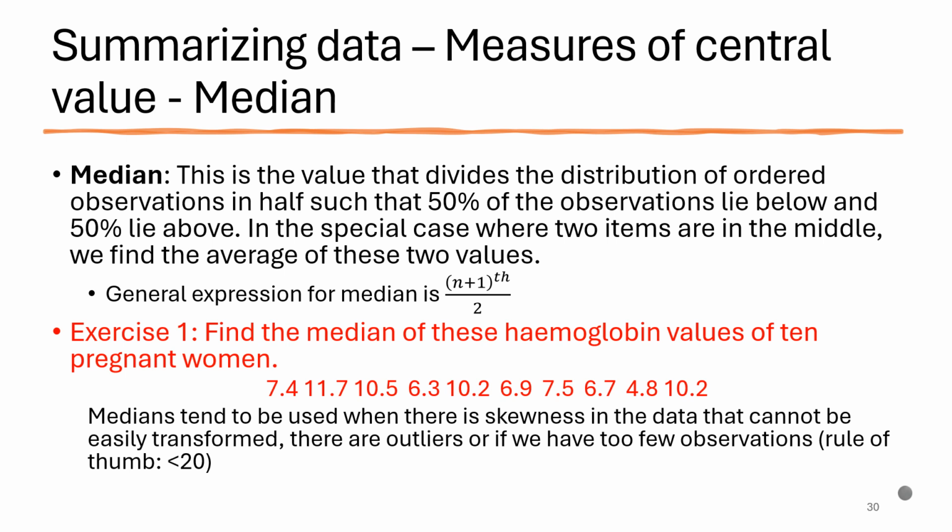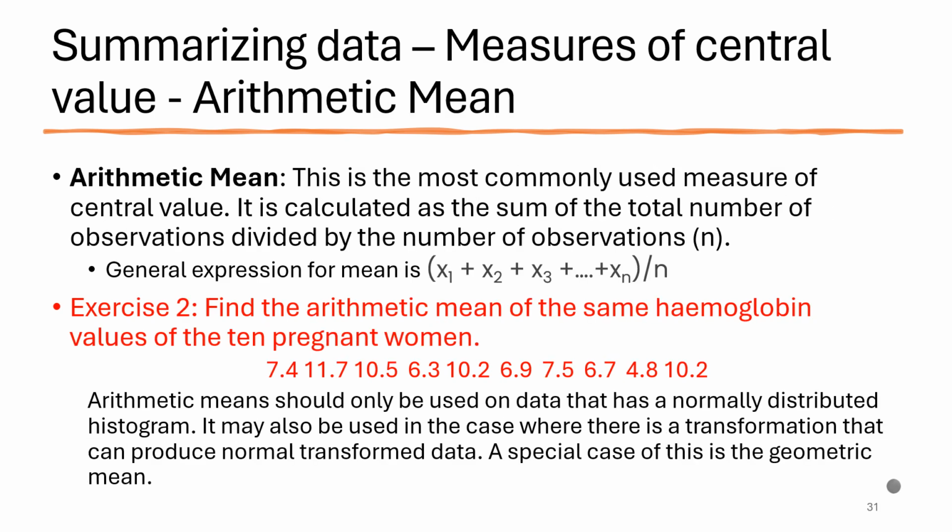So medians tend to be used when there is skewness in the data that cannot be easily transformed. Also when there are outliers, and also when there are very few observations. A rule of thumb is, if you have less than 20, it's not a hard rule.